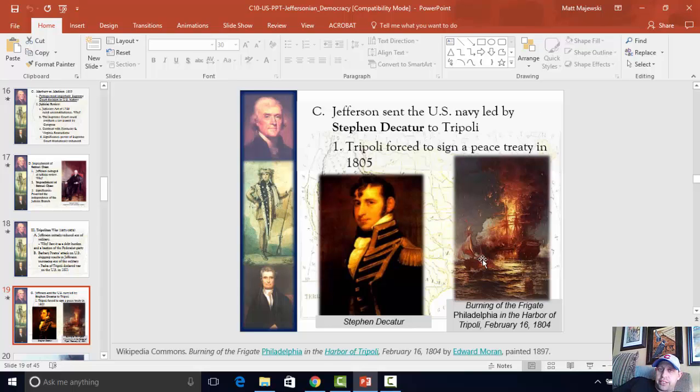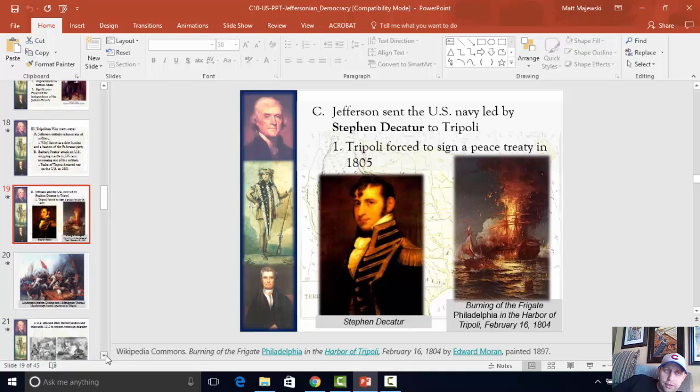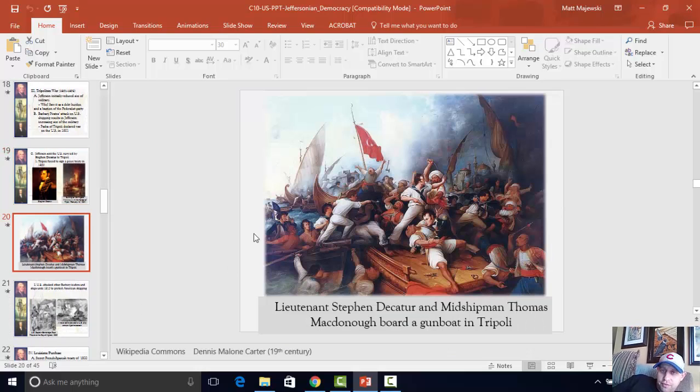This is a big success for Decatur. It's a success for Jefferson. We finally are responding to some of these foreign threats. All right, there's the famous image, right, of Stephen Decatur boarding a gunboat in Tripoli as we are trying to finally respond to these overseas threats. We finally feel like we're in a position to better be able to stop them.